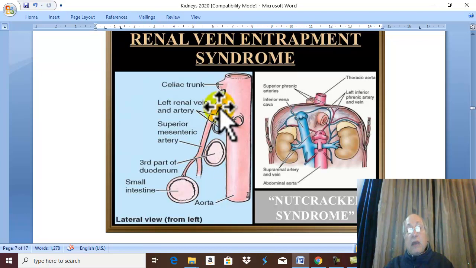This is called renal vein entrapment syndrome. All these symptoms are due to compression of the left renal vein and the third part of the duodenum in the interval between the aorta and superior mesenteric artery.